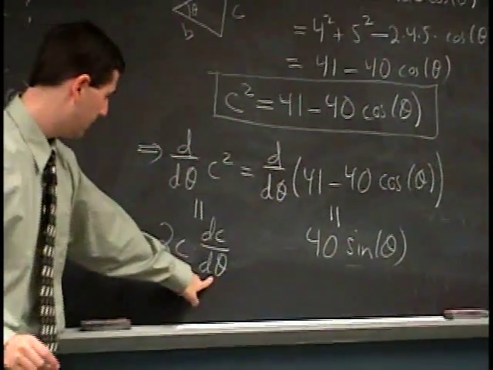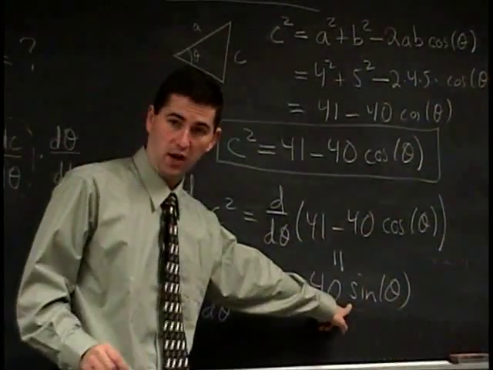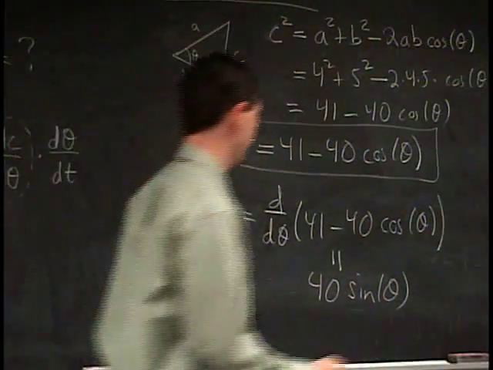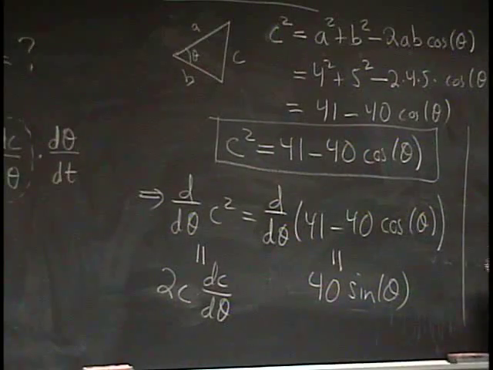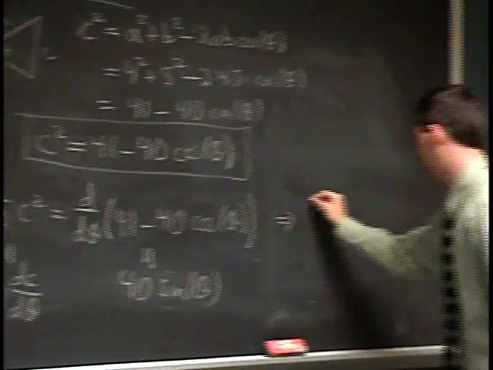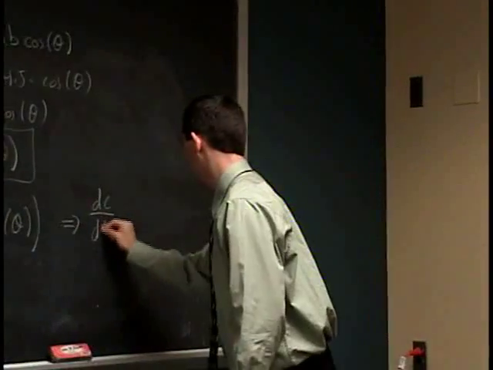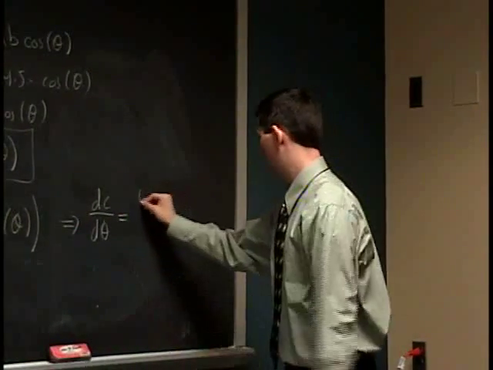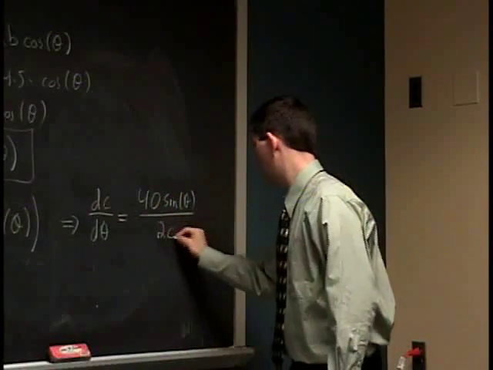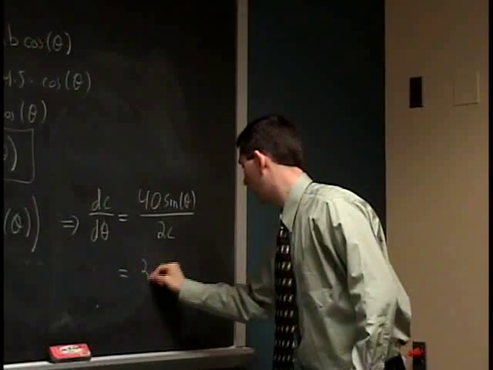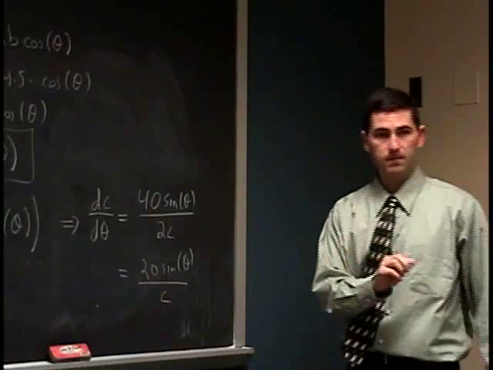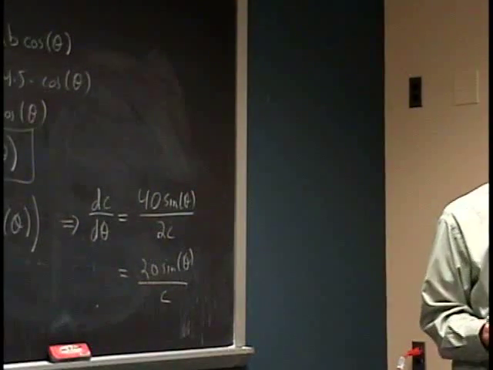Okay, so 2c dc d theta equals 40 sine theta, and I want dc d theta, so I divide by 2c. So this implies that dc d theta equals 40 sine of theta over 2c. Of course, I can cancel slightly, and I get 20 sine of theta over c.